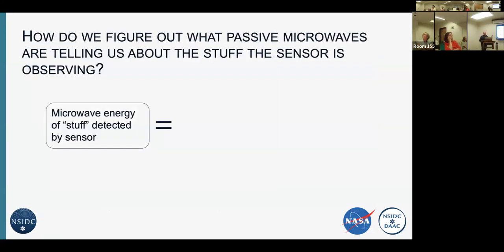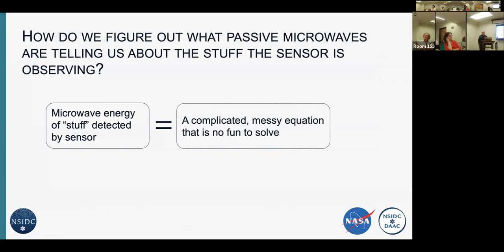All right, so we've got these satellites out, these sensors, and we can use the data. Basically, what we're looking for is the energy of the stuff we're looking at, the sea ice or whatever. We can do that with a really complicated, messy equation. It's not really fun to solve, and it's just kind of a pain in the neck and not something sane people would want to deal with. So, fortunately, as far as the data is concerned, we can simplify things quite a bit and make things a lot easier.